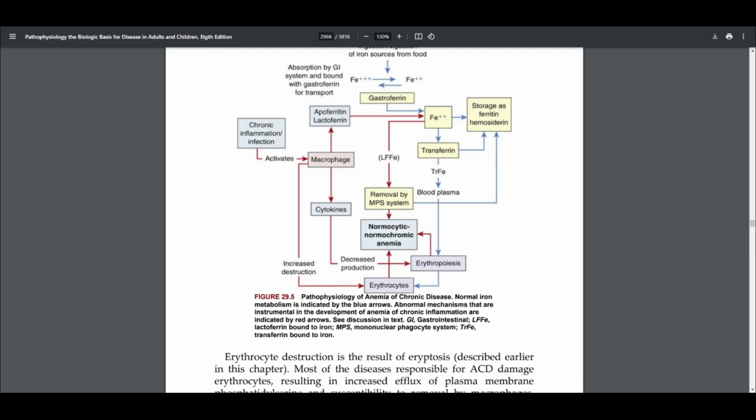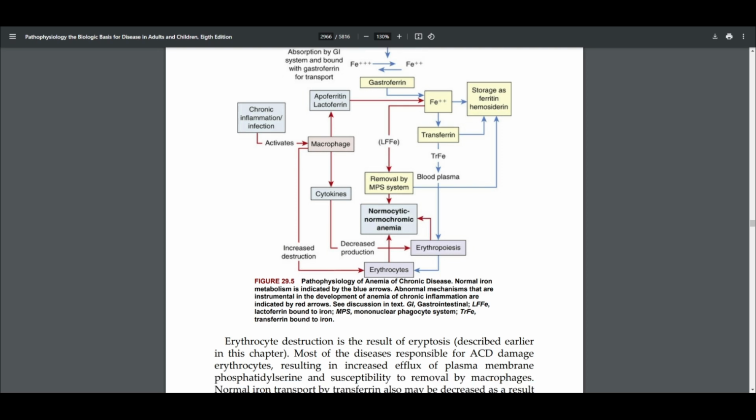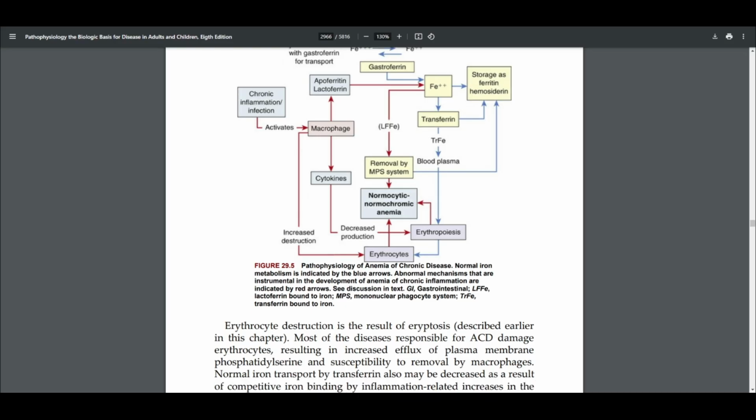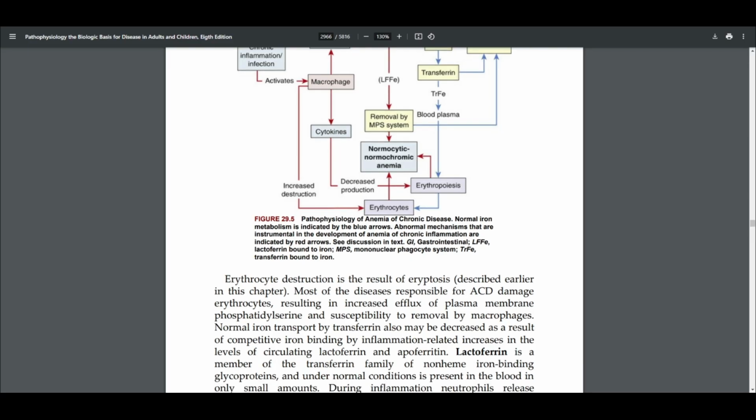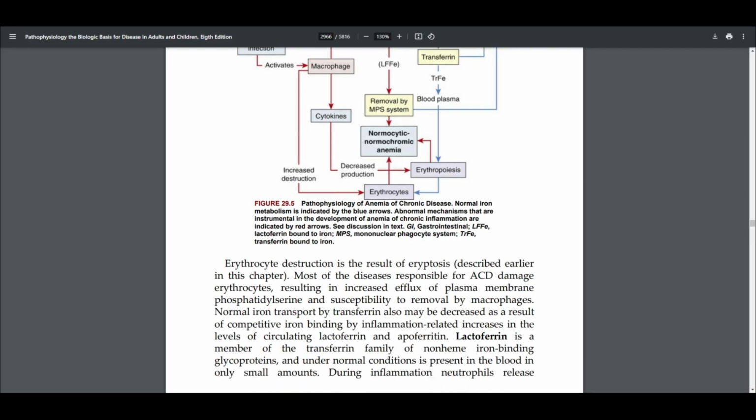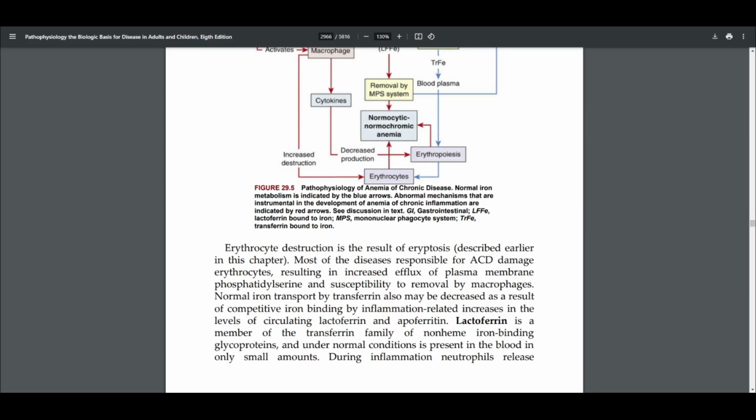Erythrocyte destruction is the result of erythropoiesis. Most of the diseases responsible for ACD damage erythrocytes, resulting in an increased efflux of plasma membrane phosphatidylserine and susceptibility to removal by macrophages. Normal iron transport by transferrin also may be decreased as a result of competitive iron binding by inflammation-related increases in the levels of circulating lactoferrin and apoferritin.